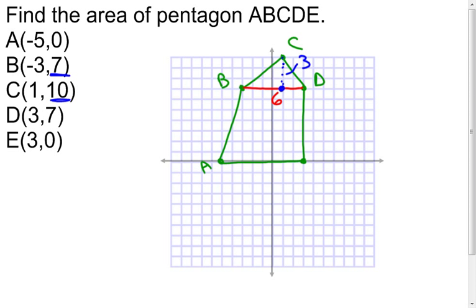So if I look at B, that's at 7. 10 minus 7 is 3. There's my height again. So I can now find the area of my triangle.